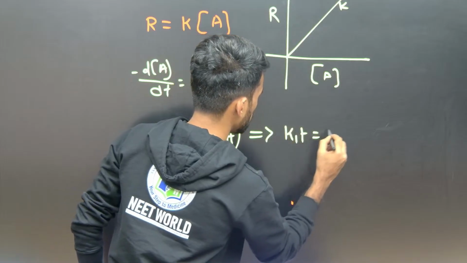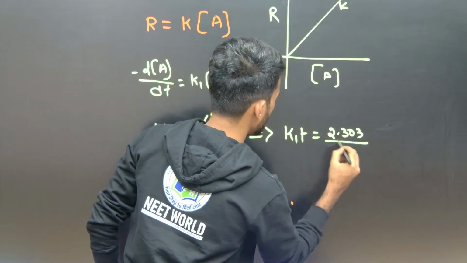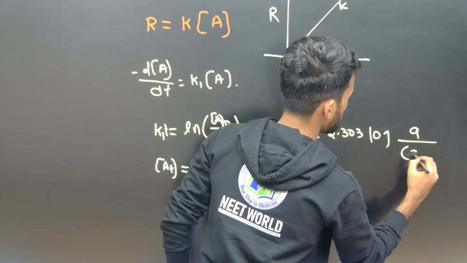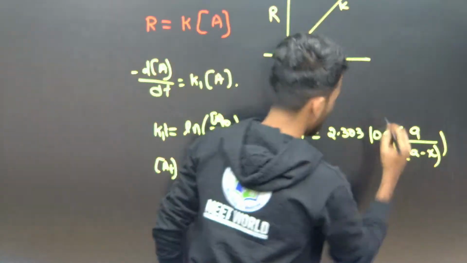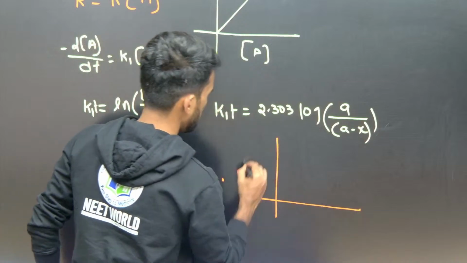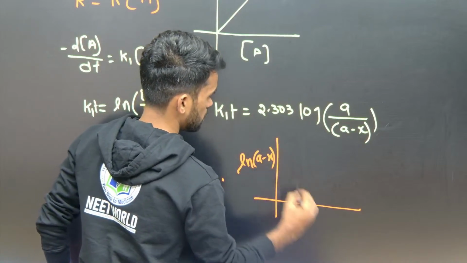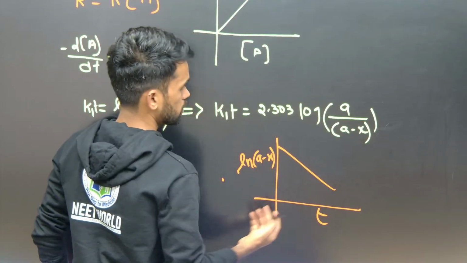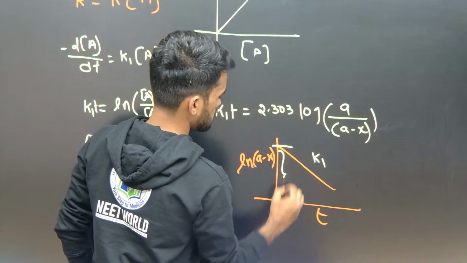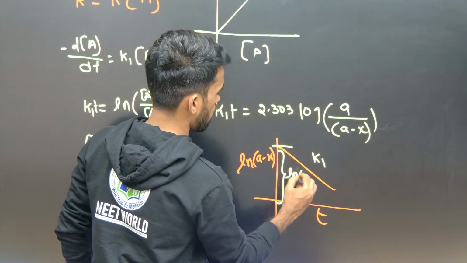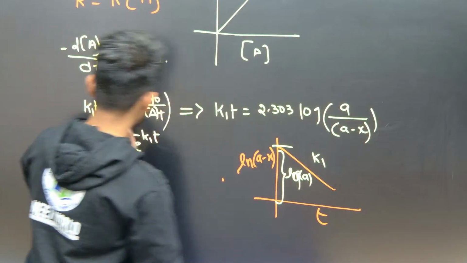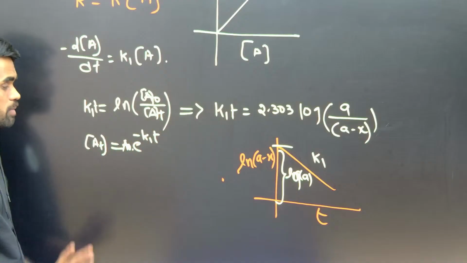K1t is equal to 2.303 by t, log A by A minus x, we can also write. Okay, and from this you can get one more graph, ln of A minus x versus t, in this format. So what is the slope here? The slope is nothing but K1, and the intercept is ln of A, or log A. Okay, these are the different model graphs you need to remember for first order.